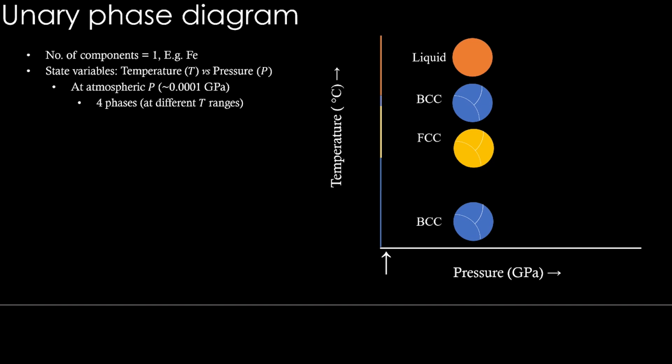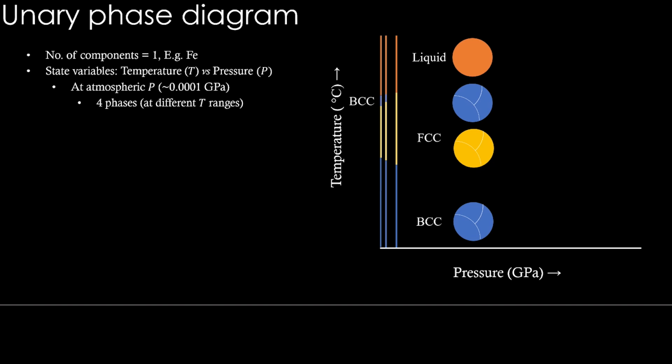So what if we change the pressure to a slightly higher value? These transformations do happen, these phases do remain stable for a range of temperature, but that range changes slightly. Okay, if we increase the pressure further, again this transformation temperature changes, but that high temperature BCC does not appear at all. The FCC is stable till the melting point. So this BCC appears only near the atmospheric pressure.